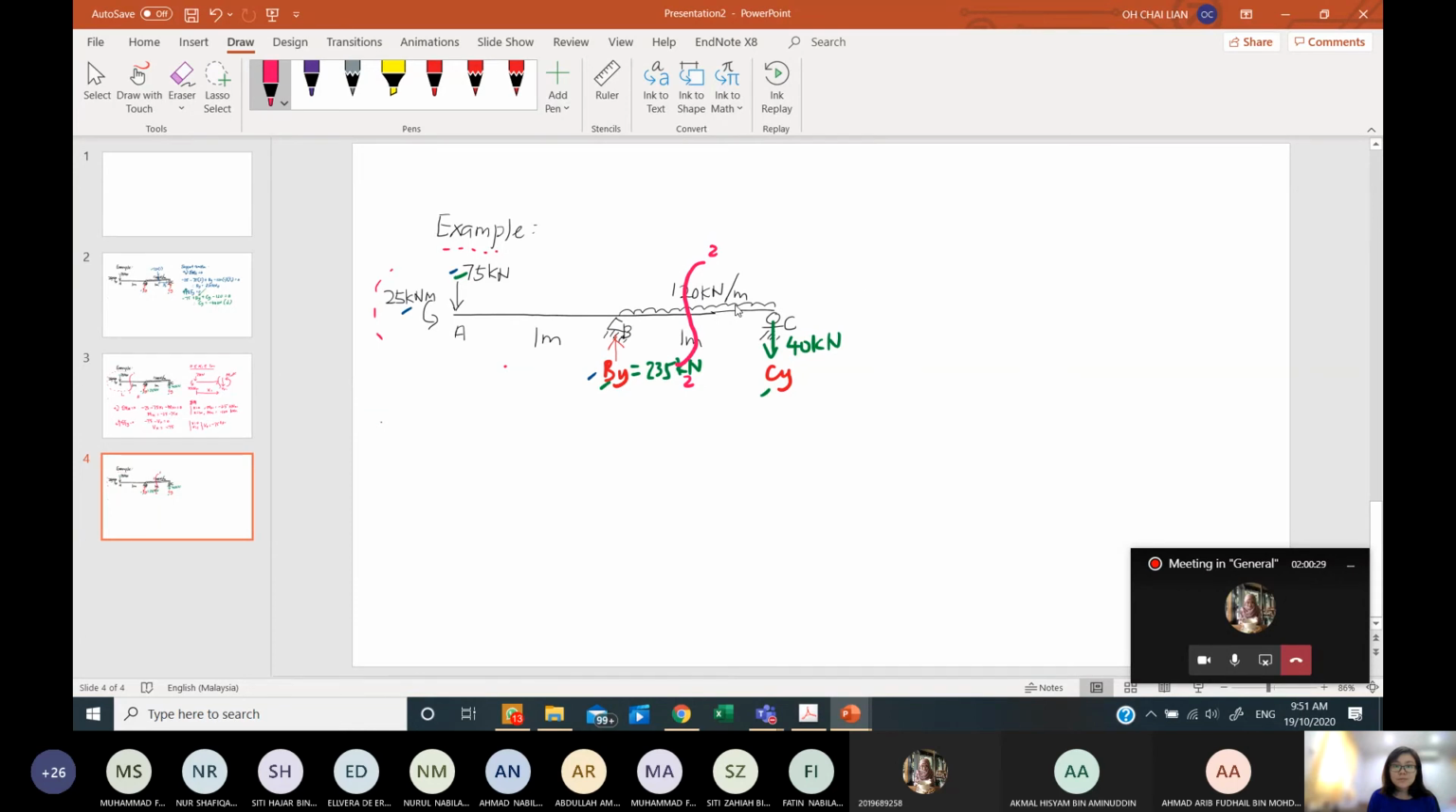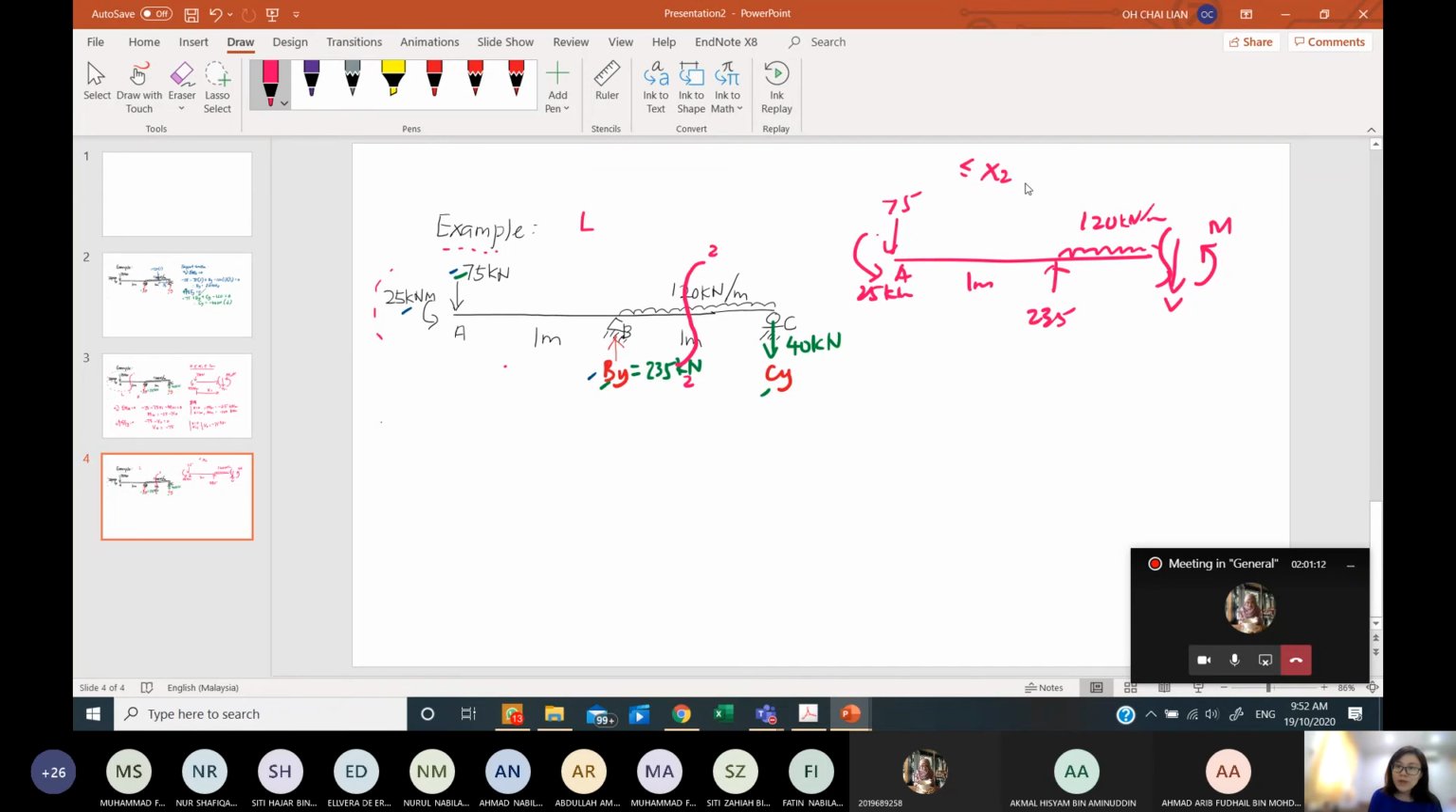If I still continue with considering my section, the left part, it will be drawn something like this. It will continue with 75, 25 kilonewton meter, so 1 meter A, and this B is 235, and this is a UDL of 120 kilonewton per meter. And you have a cut section, and then you have this shear force, and then you have a bending moment here. The naming of this section will be x2.